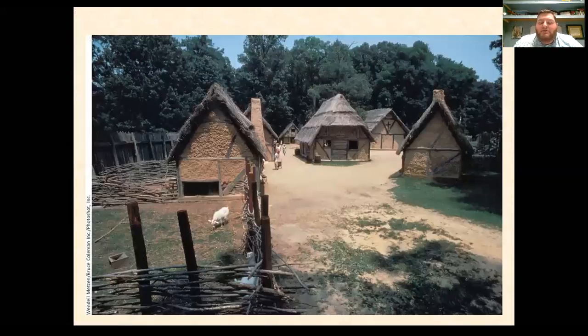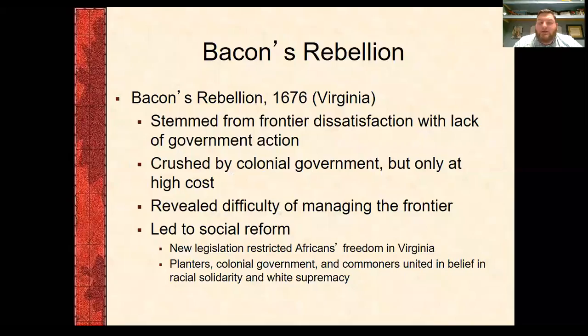And now this picture here depicts one of those frontier towns, very simplistic in nature, not large plantations. These are small holdings that these people have. And so this is indicative of what we're talking about on the frontier. They're living in stark contrast to those who are living on the coast in the more settled areas.